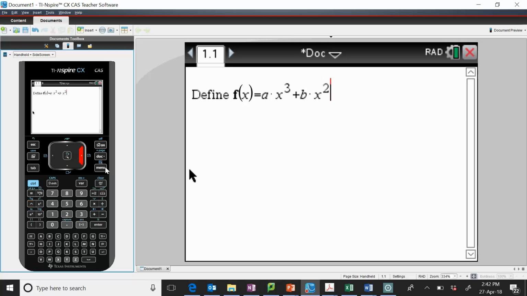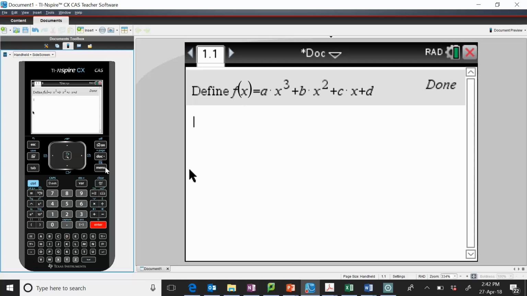B times x squared plus C times x plus D. Do that for me. I want you to define. I want to show you how you can solve without doing it all simultaneously by hand. It takes too long. That's a lot. You're going to use the calculator.